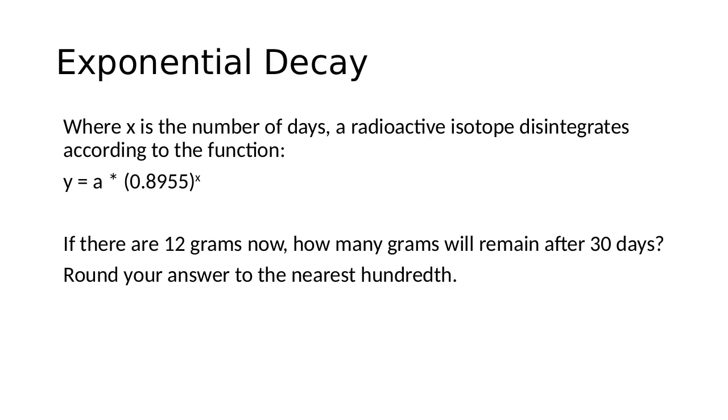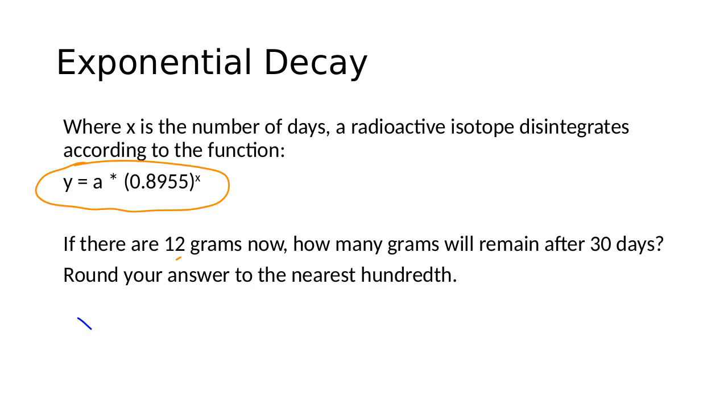One more example, we're going to look at exponential decay. Where x is the number of days, a radioactive isotope disintegrates according to the function y equals a times 0.8955 raised to the x. Easy to see we have an exponential model here because we have a variable in the exponent. If there are 12 grams now, how many grams will remain after 30 days? Okay, if I'm going to use this model, I need to know the starting point, and I was given that is 12. How many will remain after 30 days?